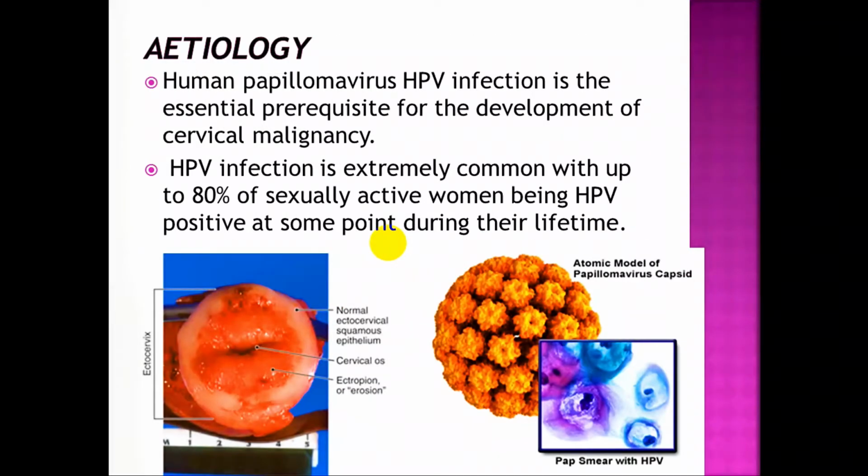Etiology: human papillomavirus infection is the essential prerequisite for the development of cervical malignancy. The human papillomavirus infection is extremely common, with up to 80% of sexually active women being human papillomavirus positive at some point during their lifetime.